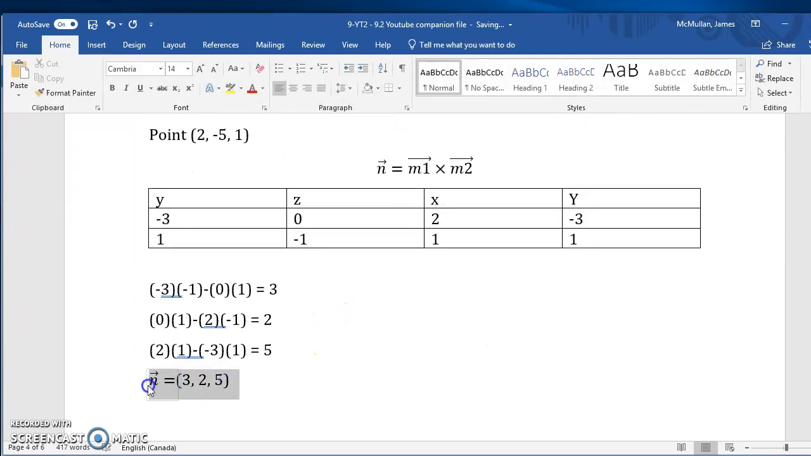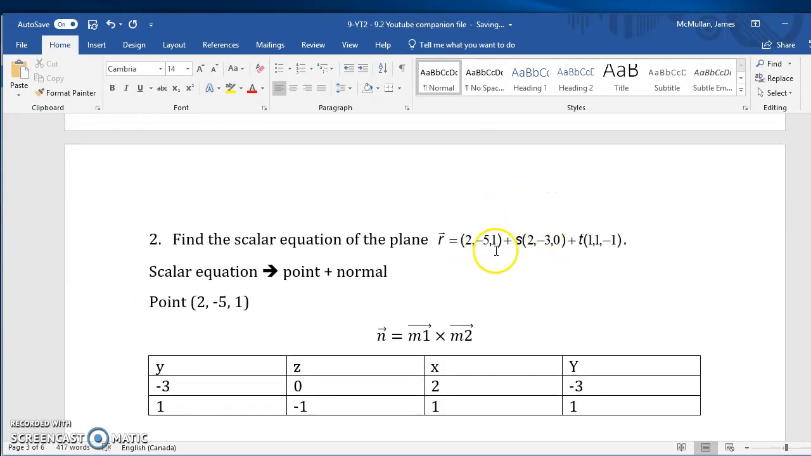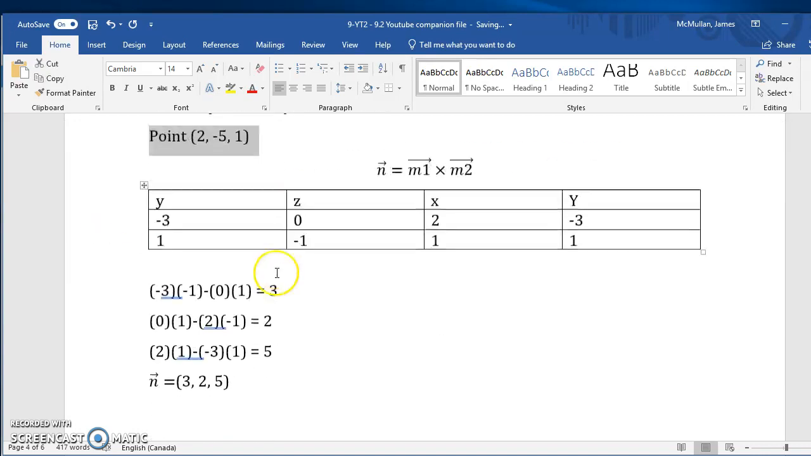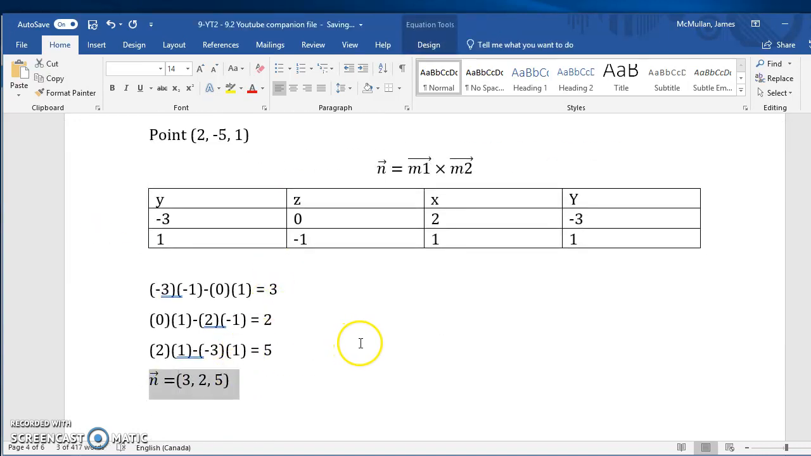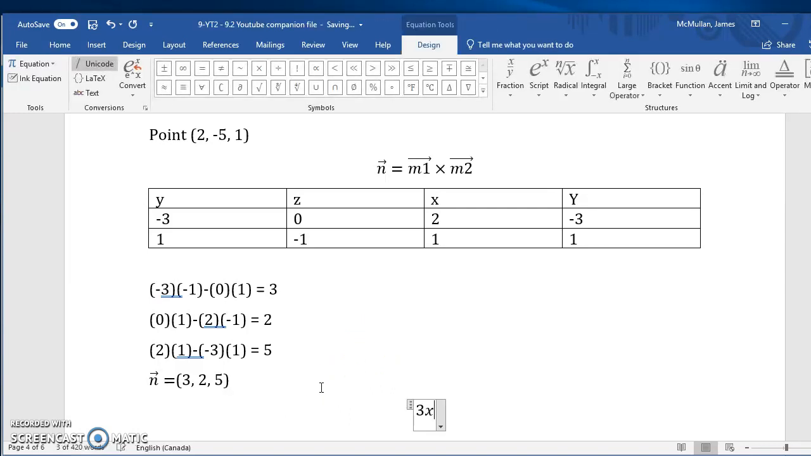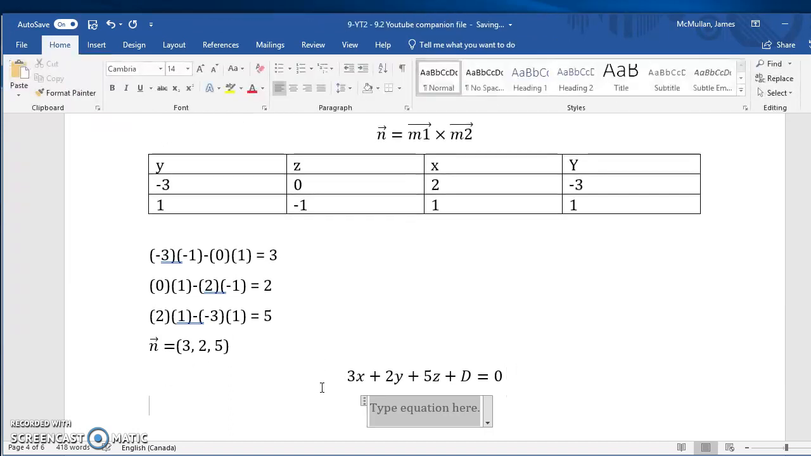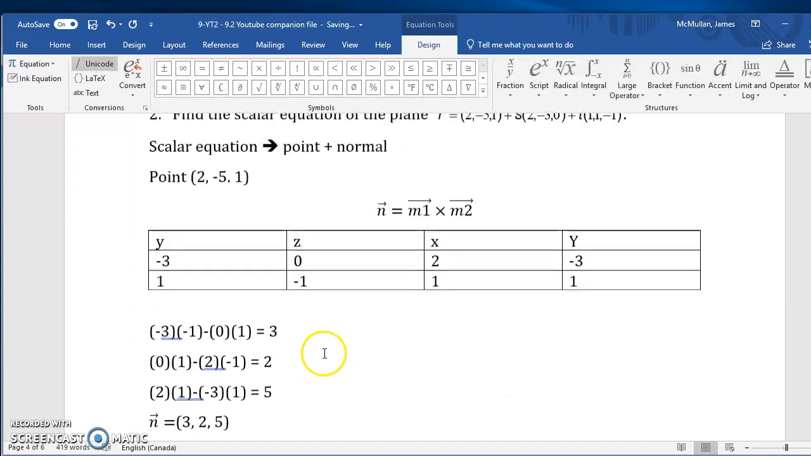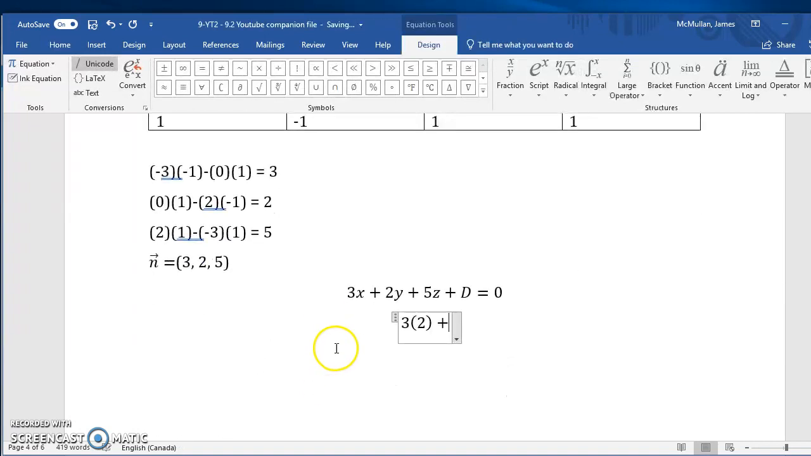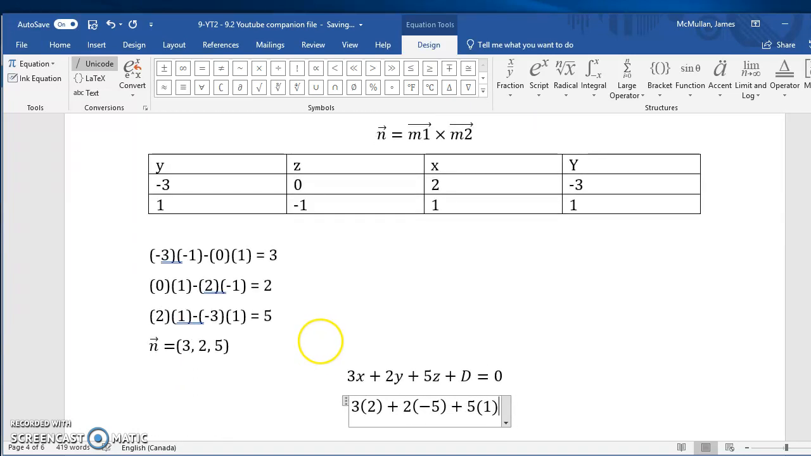Right, this vector is normal to the plane. Now I have a point, I have a normal, and I've just turned this question into the same question we had above. We know the normal, we know the point. All we have to do now is go 3x plus 2y plus 5z plus d equals 0. We fill in the point that we know. The point is 2, negative 5, and 1.